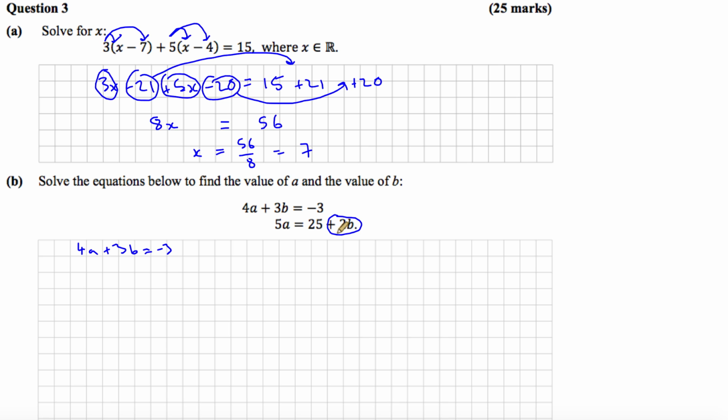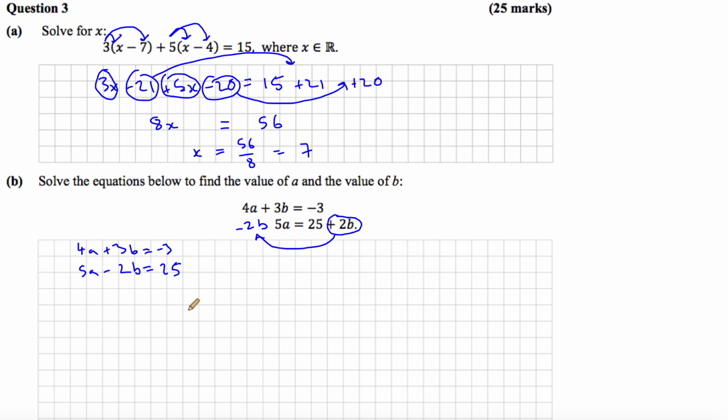Before I write the next one, I'm going to move this 2b over there. Becomes a negative 2b. And then I'm just going to write this backwards, so I'm going to have the a's first. So on the left I've got 5a, then I've got minus 2b, and that's equal to 25. So there's my two equations, one above the other.